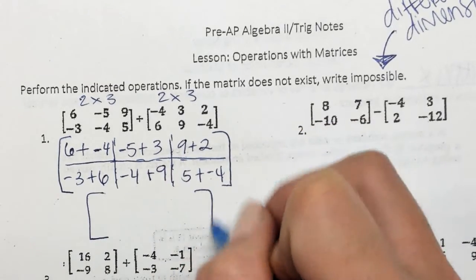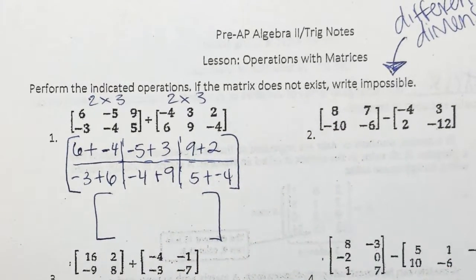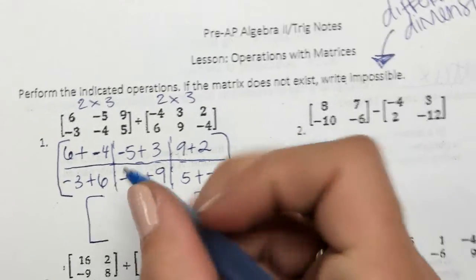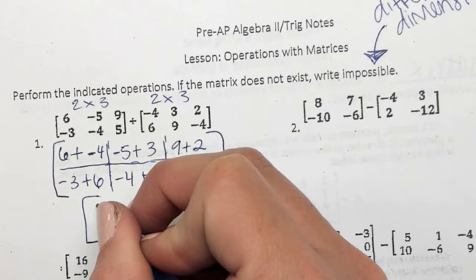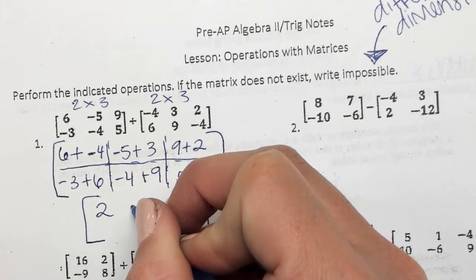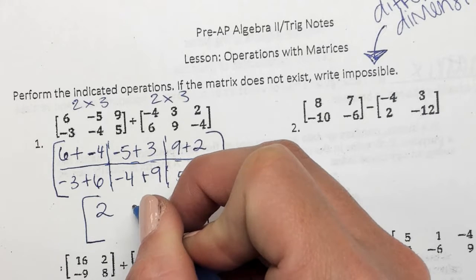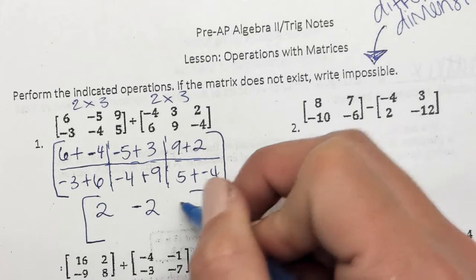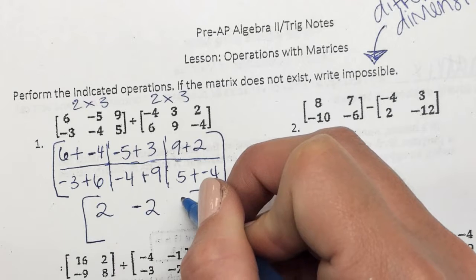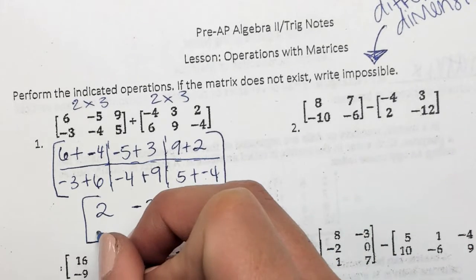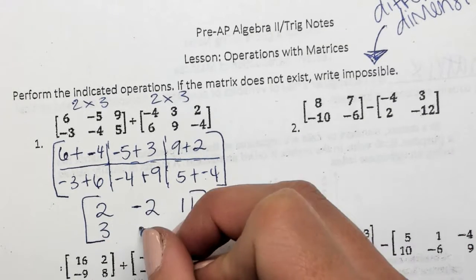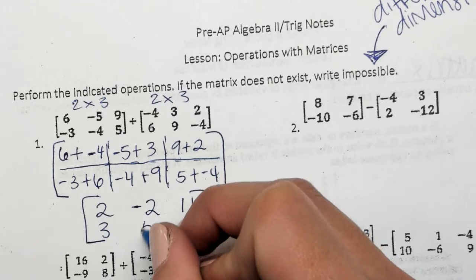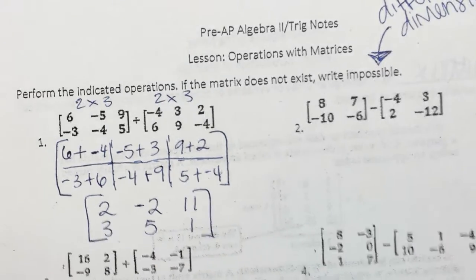And then all you have to do is simplify from here, which basically means just add them together. So my first element in my matrix will be what? 2, then what? -2. Keep going. Keep going. Go ahead. And that's it.